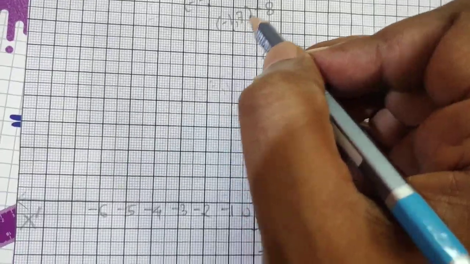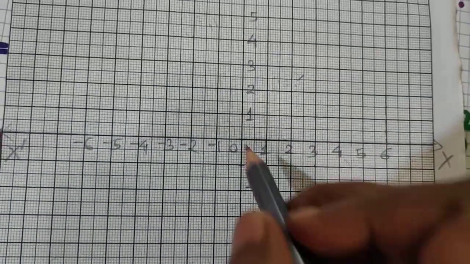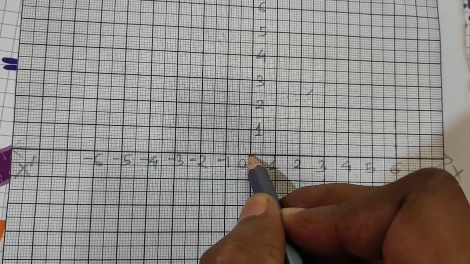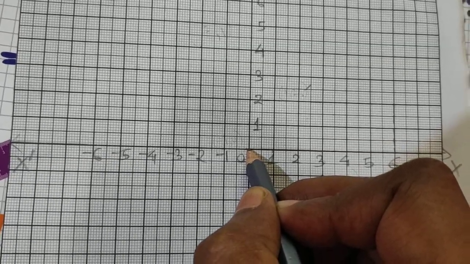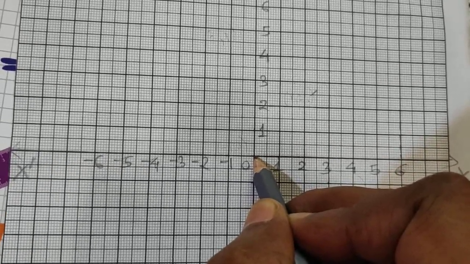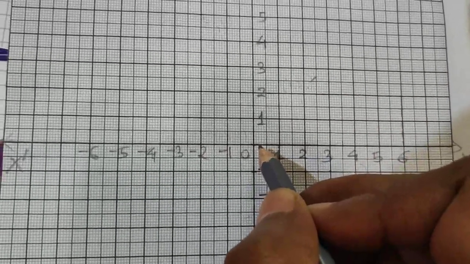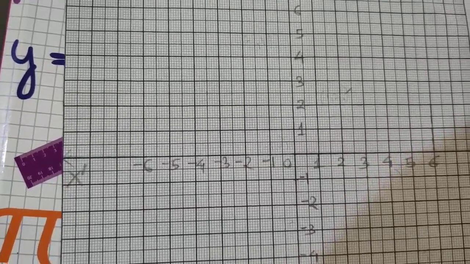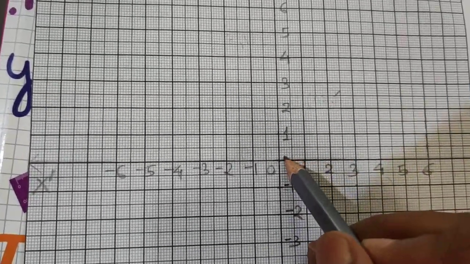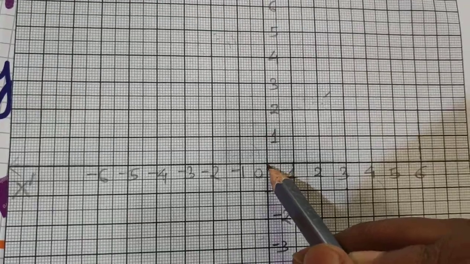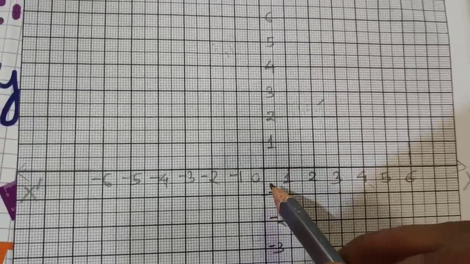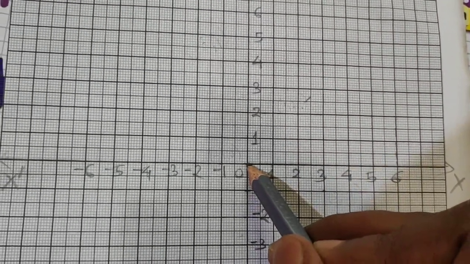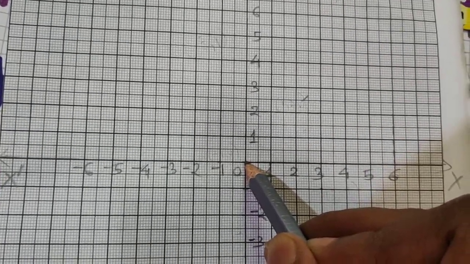Okay, 0 comma minus 1.25. X is 0 and y is minus 1.25. Now minus 1.25, how will you find it, students? For this we can do one calculation. Here 10 small squares means what? The value of x is 0 and the value of y is minus 1.25. Now I'll give you one calculation here.